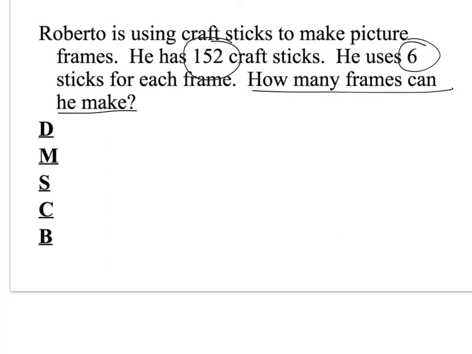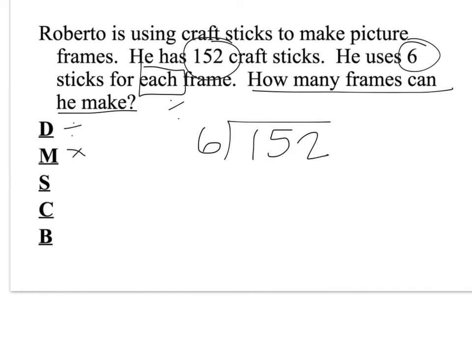So I have "each" as a key word, which tells us we're either going to multiply or divide. But if we're trying to figure out how many go in each different group, then we know it's going to be division. So we're going to do 152 divided by 6. We're going to use the standard algorithm, which is divide, multiply, subtract, check, bring down, and then repeat the steps over.